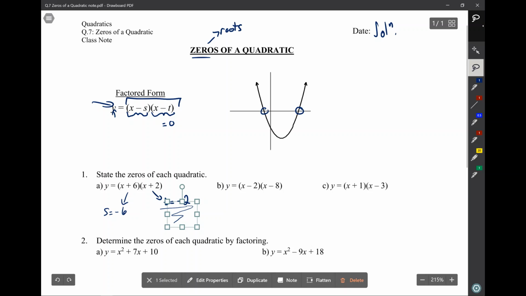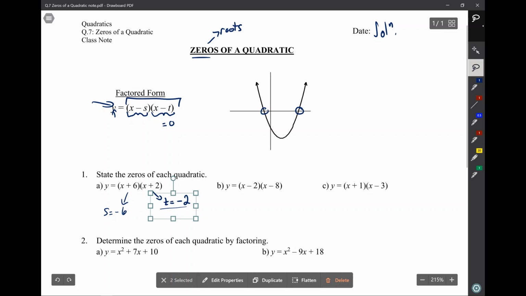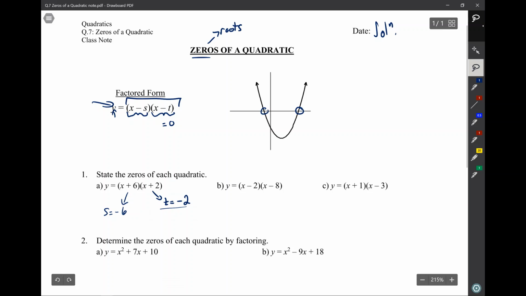So my two zeros here are -6 and -2. So that's what I would write here. Zeros are -6 and -2. That's all the question's asking.